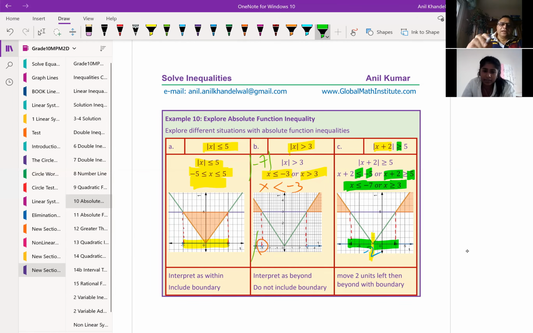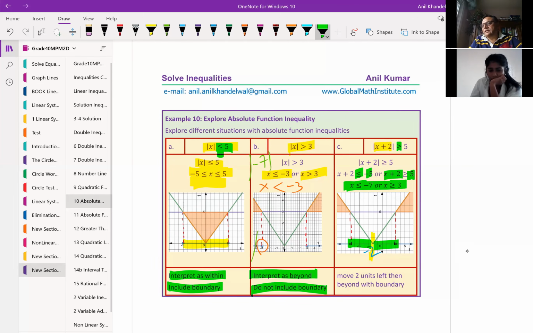So now here is an interpretation. Interpret as within when you have a less than sign, correct? Include the boundary if you have equal to combined with it, correct? In this case, interpret beyond when we have a greater than sign, and do not include the boundary because that equal to sign is not there in this particular case, correct? In the last case, we have x plus 2. That means we have to move 2 units left and then beyond 5, and include the boundary. You could think like this. It helps you to find the solution. Clear? Makes sense. Perfect.